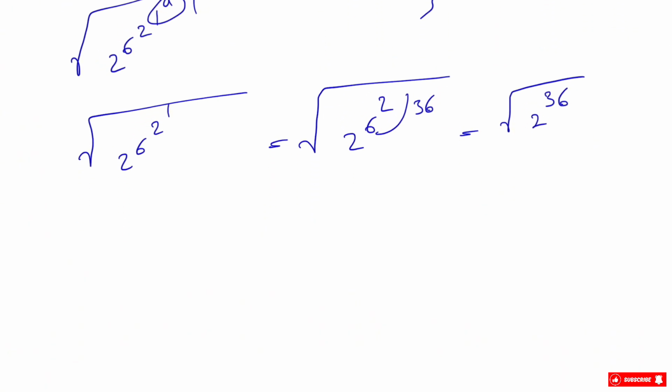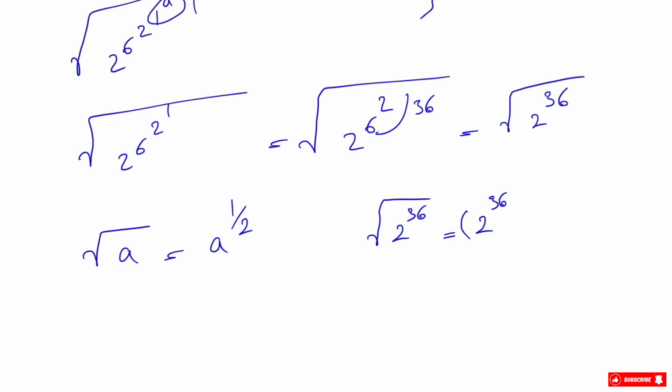And when we have the square root of a, this will be equal to a to the power of 1 divided by 2. And let's use that in here. We have 2 to the power of 36, and if we want to take the square root out, we'll have 2 to the power of 36 to the power of 1 by 2. And this will be 18.